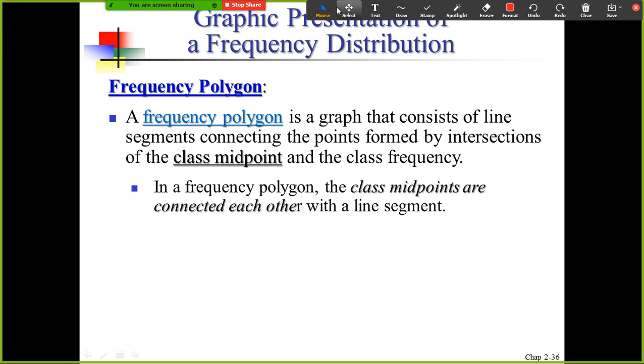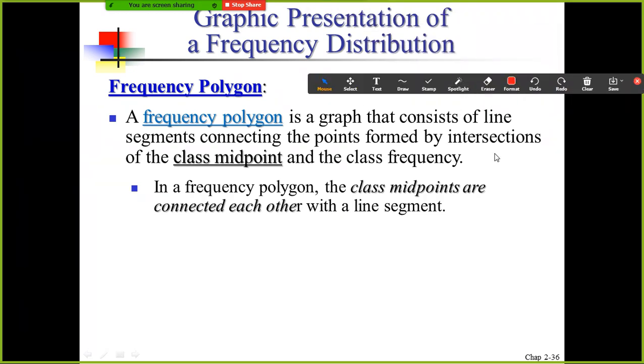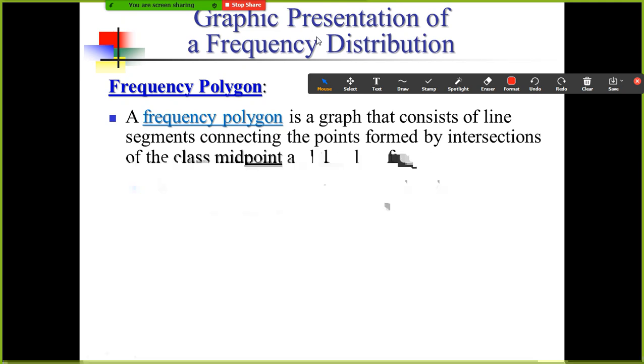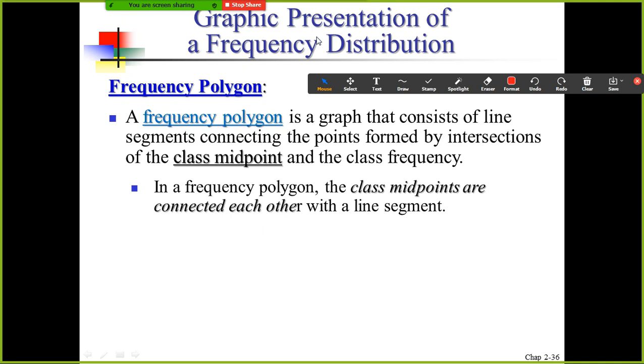And today we're going to use the other graph in order to present our group data. Group data in terms of frequency distribution data or table. In the previous video we have looked at how to make a frequency table by using 5 steps.